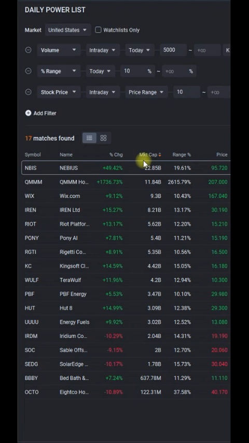more. So again, let's recap. Volume needs to be above 5 million shares. The intraday trading range that I just explained, more than 10%, and the price range, in this case, $10. And again, 17, we need to trim this list down, but at least 17 is a manageable number.